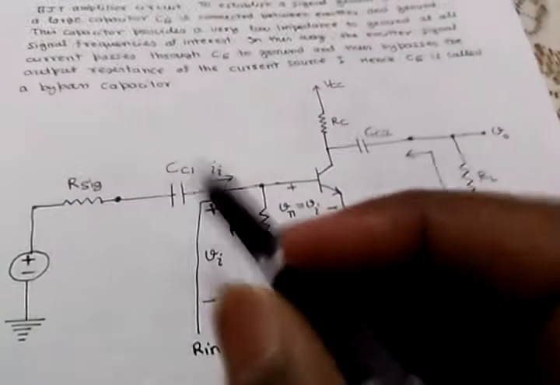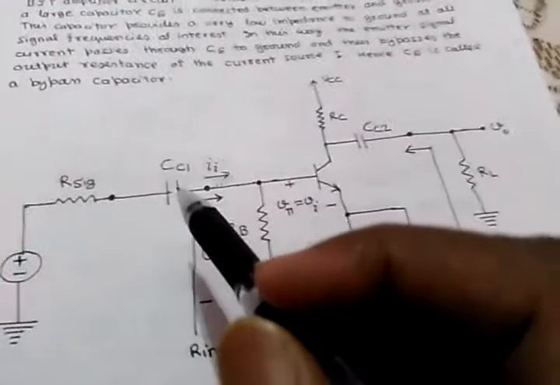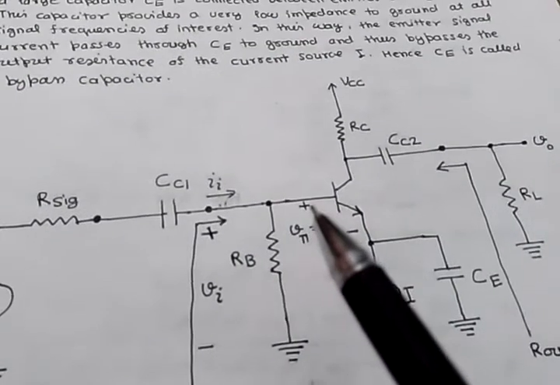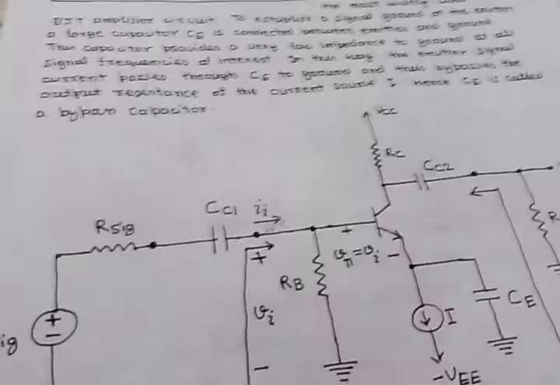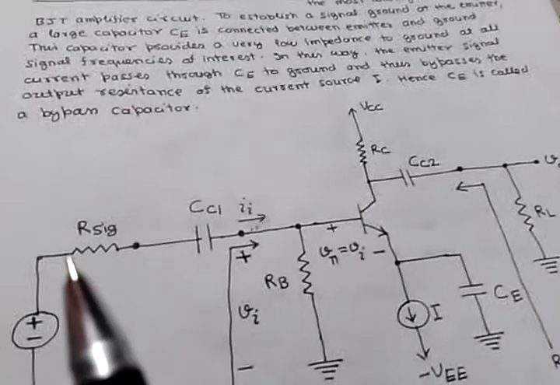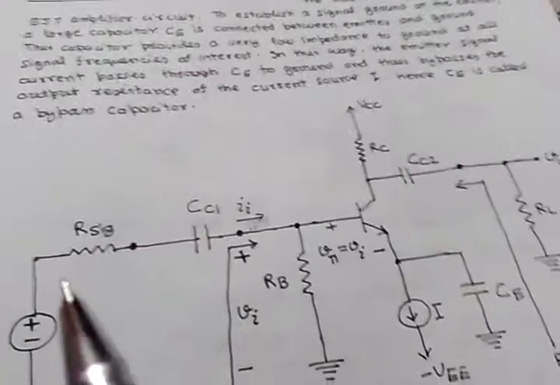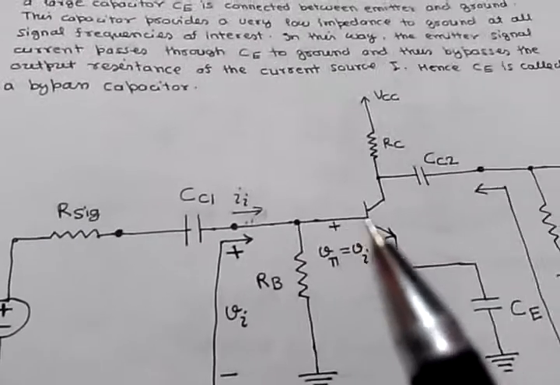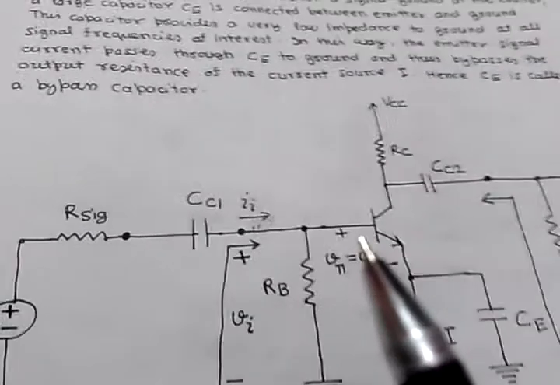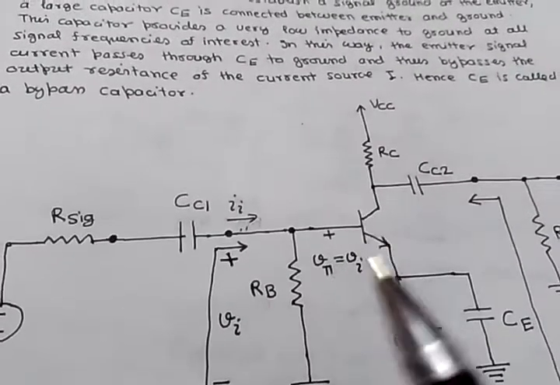Coupling capacitor CC1 prevents the DC signal generated by the signal generator from reaching the base of the transistor, because if the DC signal from the signal generator reaches the transistor, then it will disturb the operating point.